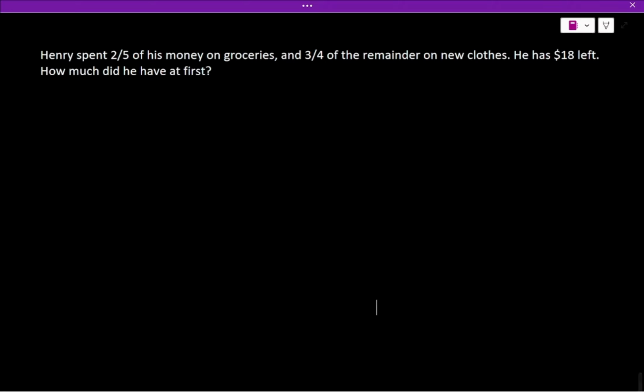Today we have a word problem on fractions. Henry spent 2/5 of his money on groceries and 3/4 of the remainder on new clothes. He has $18 left. How much did he have at first?